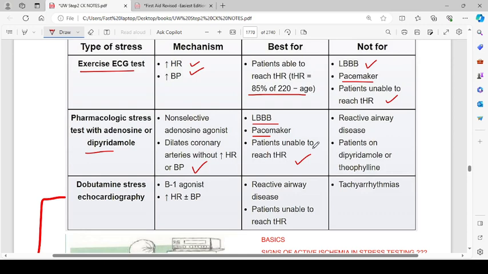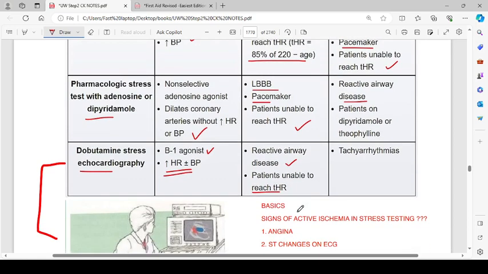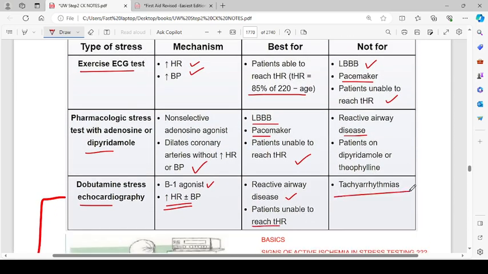Reactive airway disease. This is not for people with reactive airway disease, or patients on dipyridamole and theophylline. Dobutamine stress echocardiography. The mechanism is that it is a beta 1 agonist and it increases the heart rate with or without blood pressure. It is best for reactive airway disease and patients who are unable to reach the THR, and it is not for people who have tachyarrhythmias.